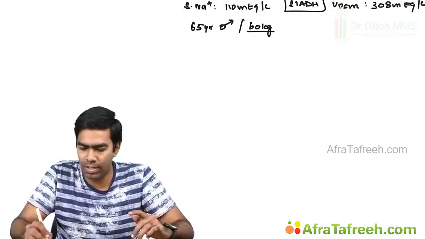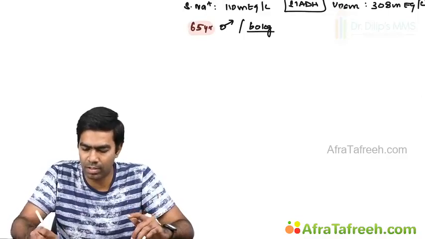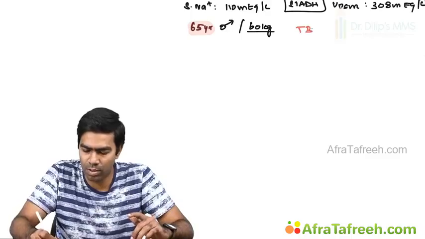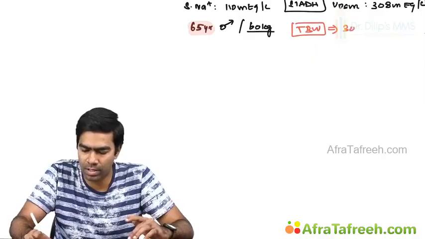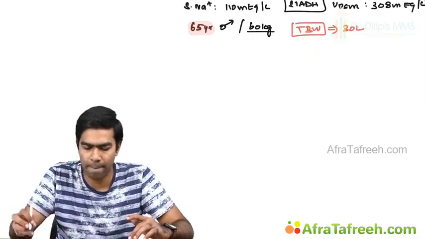Clear? So definitely this patient is an elderly man. So which means his total body water must be 50% of 60 kilogram, that is 30 liters. That is the total body water.